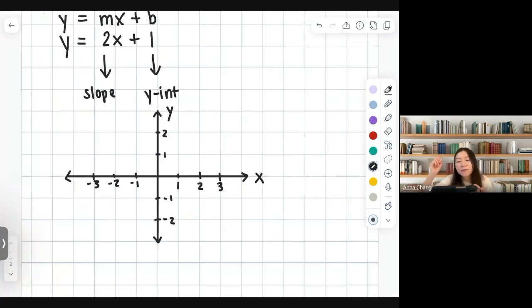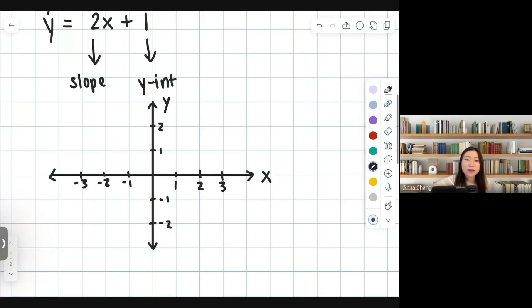When I graph lines, I like to start by graphing the y-intercept. Remember, our y-intercepts are the points where the line crosses the y-axis. That's our vertical axis here. Our y-intercept value is 1. Write our coordinates. The first value tells you the x value. The second value tells you the y value. This point here is 0, 1.